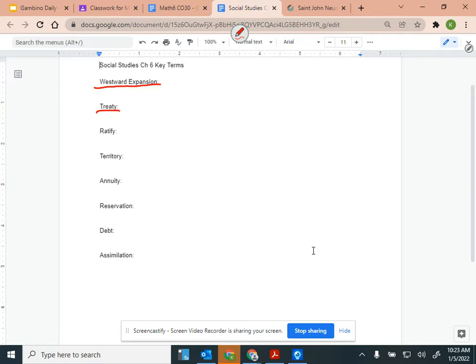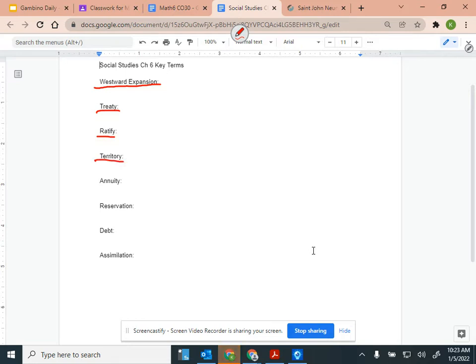What does it mean to ratify something, Sam? Yeah, it's approved formally, not just one person saying, oh, we should do this. It's the leaders formally approving it, saying this is what is going to happen.